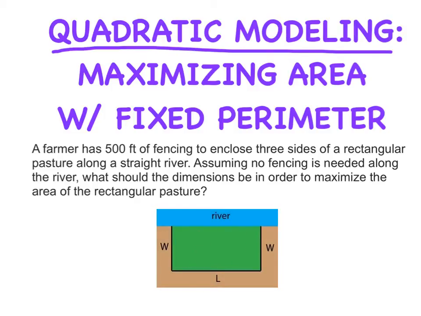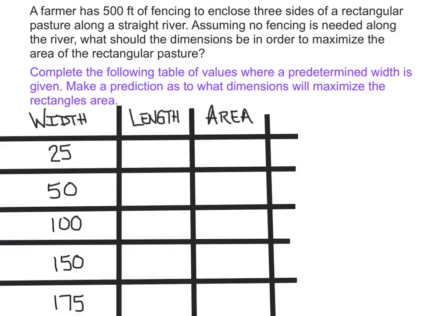So we want this region right here to be as big as possible. And it does make sense. If we want to put some cows or goats or whatever animals you want to put in here, the more area within the pasture, the more grass. Okay, so the first thing we're going to do to get warmed up and get ourselves accustomed to the problem is complete the following table of values where a predetermined width is already given to us. And then once we fill in the table, we're going to take a step back, study what we've learned, and make a prediction as to what dimensions will actually maximize this rectangle's area.